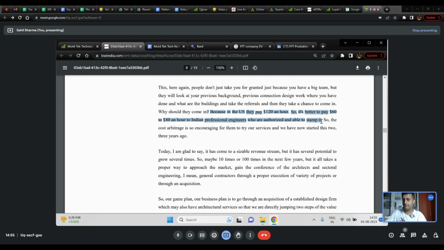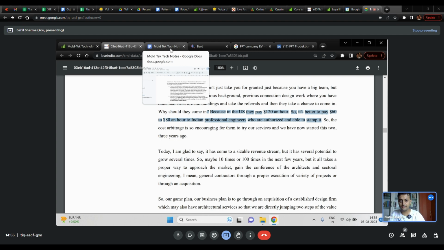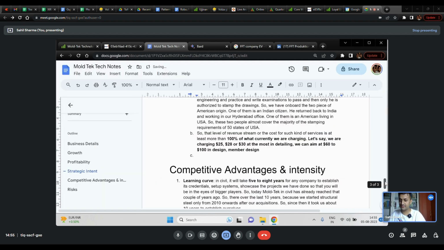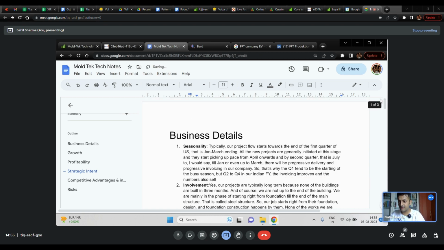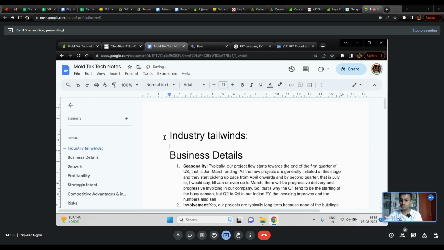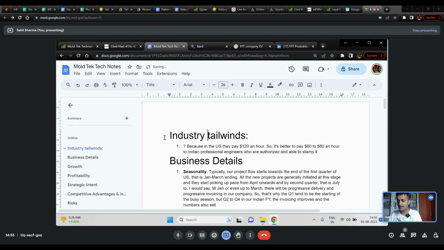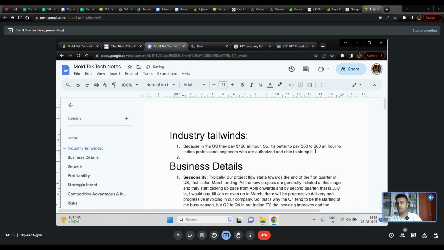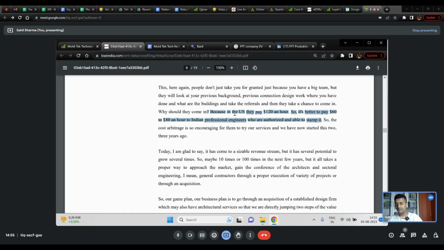This is the most important part of it. This is the economic driver of the industry itself. Like, why is the industry working out? I guess we should create a section called industry tailwinds where this goes. So the point is, if you had an engineer in USA, you would pay $120 an hour. Isn't it better to pay $60 to $80 an hour to professional Indian engineers who are authorized and able to stamp it, right? That's what the company is saying. So yeah, that makes a lot of sense, and that's basically the economic driver for the entire outsourcing.